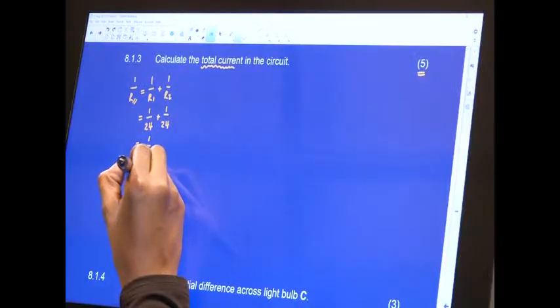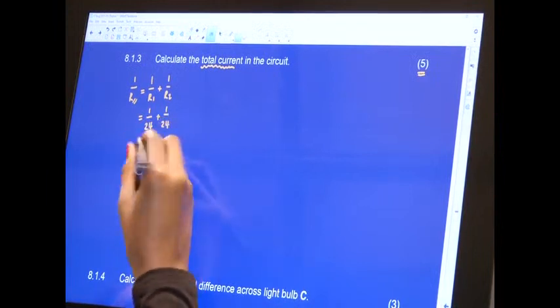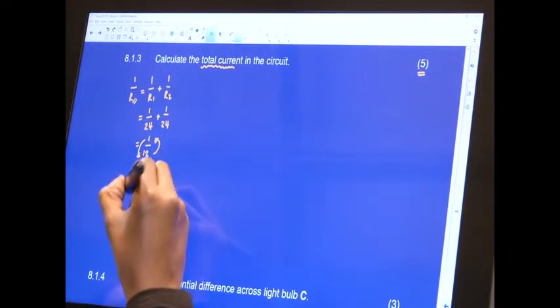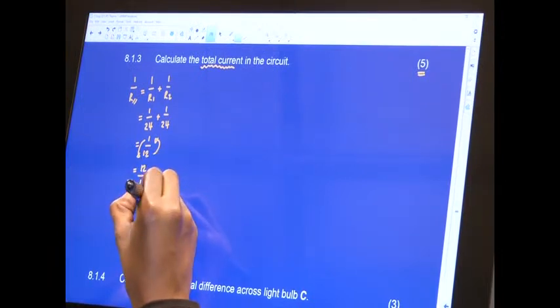So in this case, now I'm going to do the tip and tap. This one comes to the top, this one comes to the bottom. That becomes 12 over 1, which means that my total resistance for resistors in parallel is then 12.